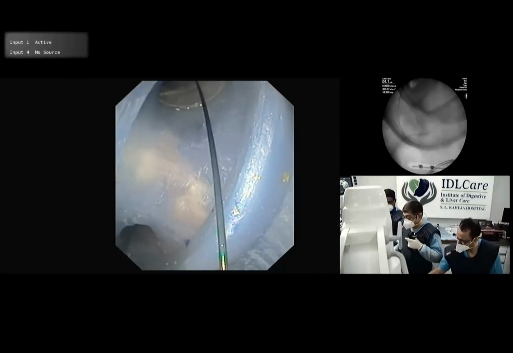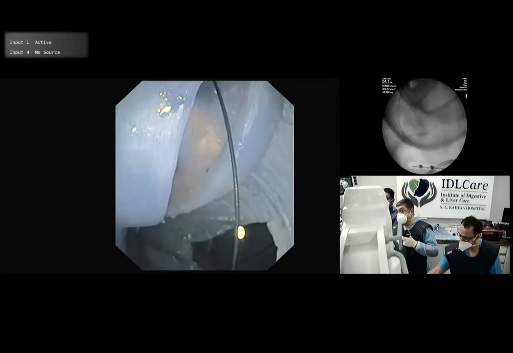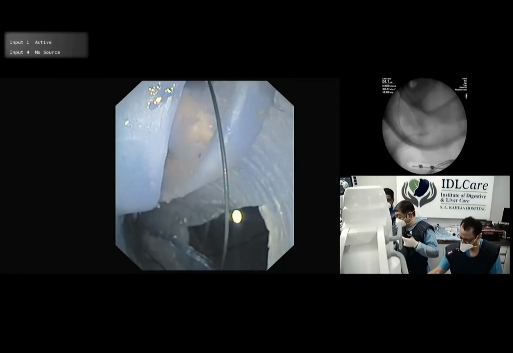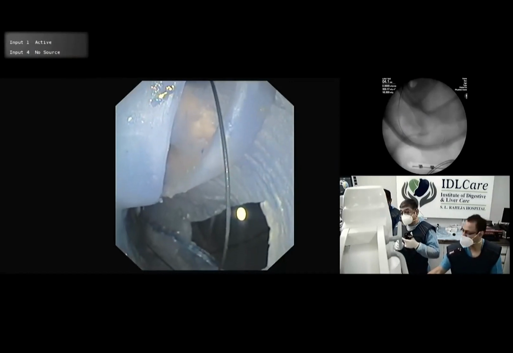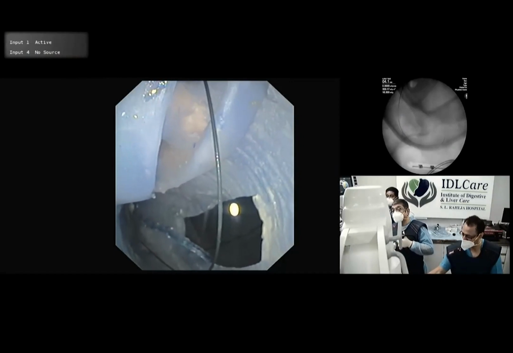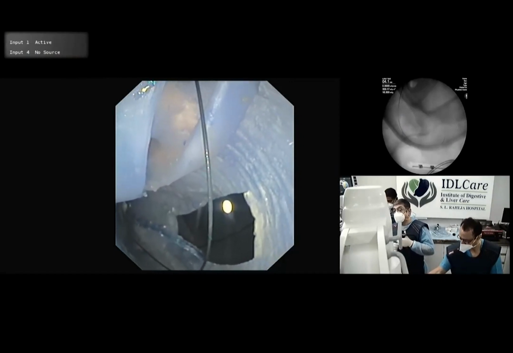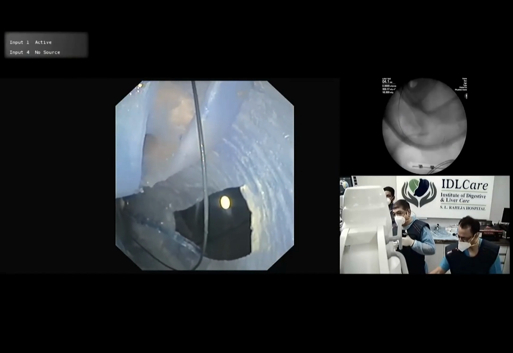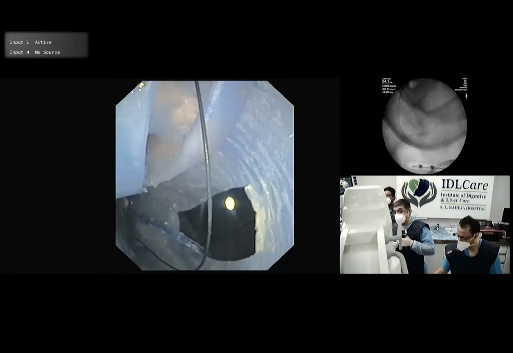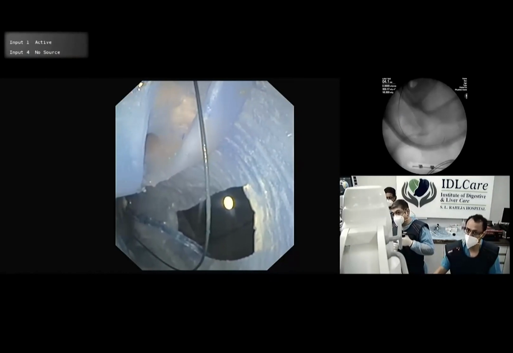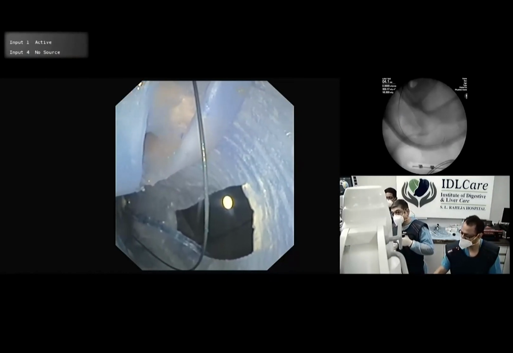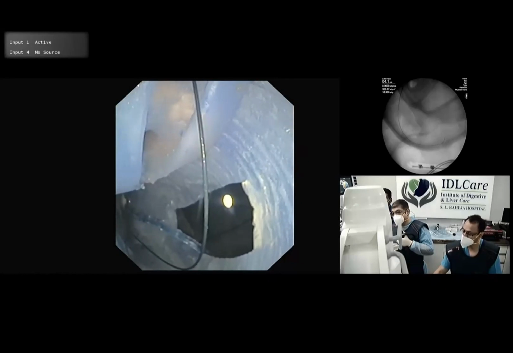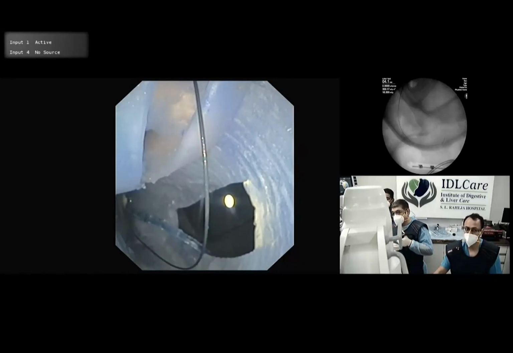You should always hold it a little away. Don't come too close to the papilla, otherwise it will just slip in. So try to hold it a little away from the papilla. That is always the best. So I'm using a snare here. You see, this is my snare.